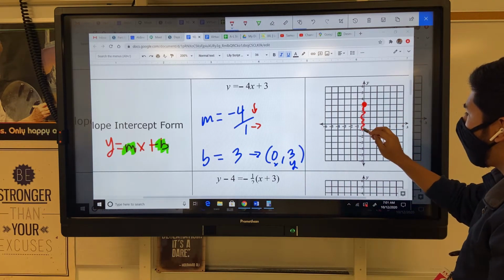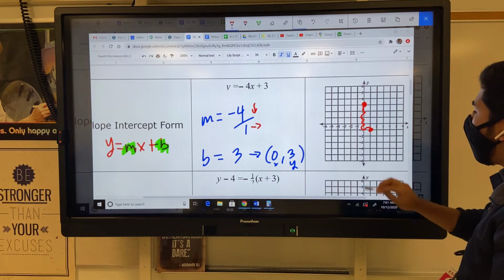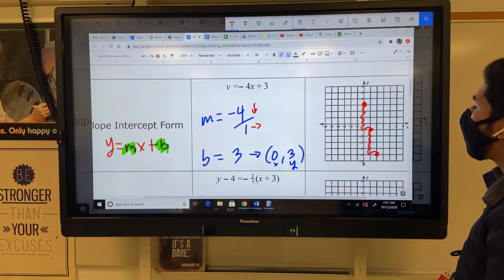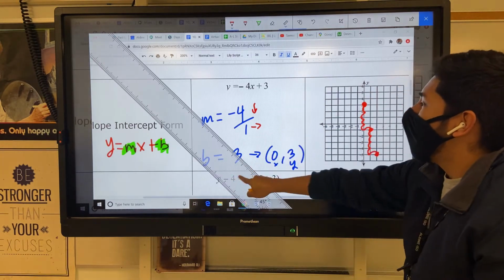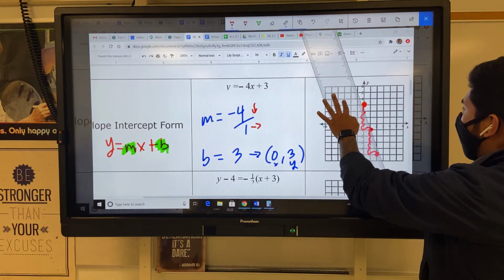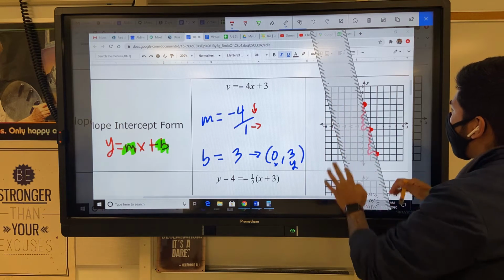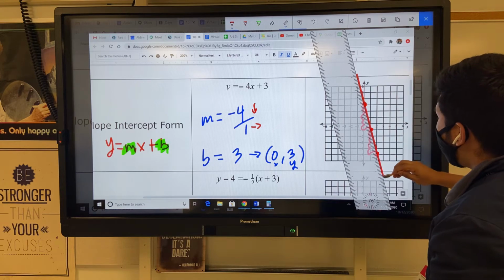1, 2, 3, 4, 1 over. And you can keep going. 1, 2, 3, 4, 1 over. And that's all the space I have. Get out your beautiful ruler or whatever you can use. But since we're online, you're just picking graphs. And you draw a beautiful line.